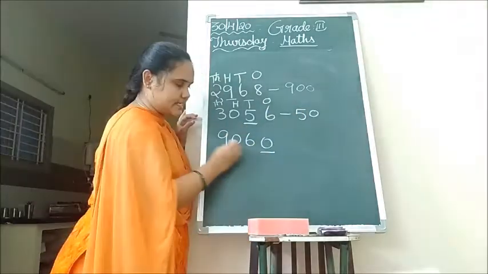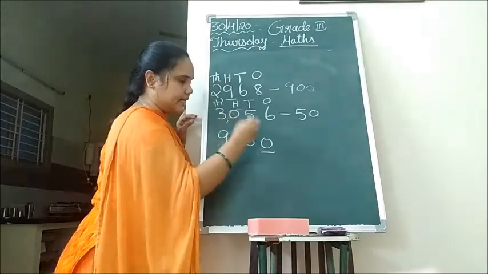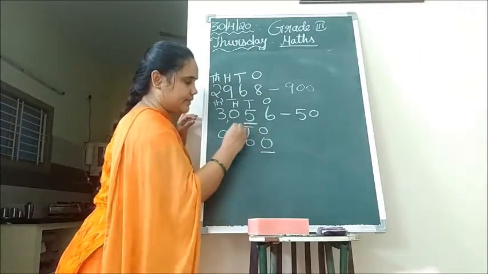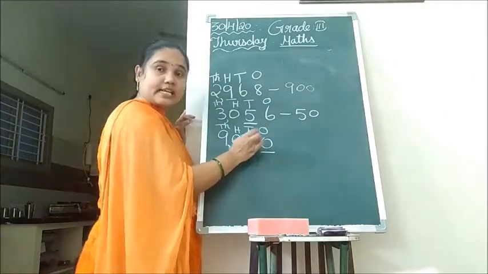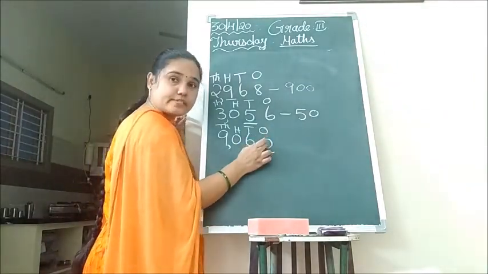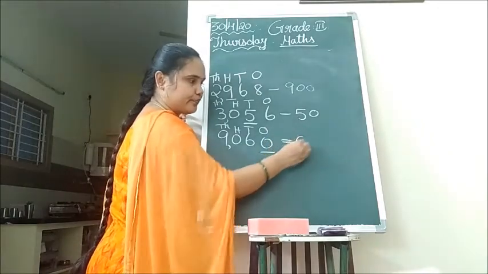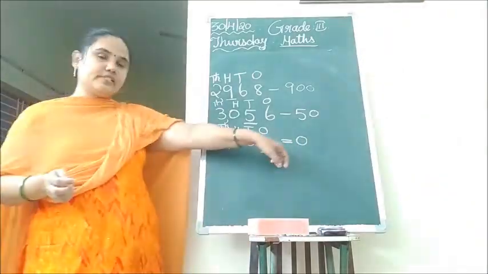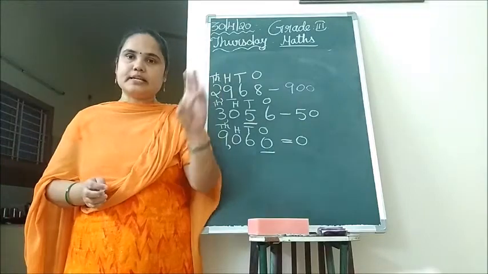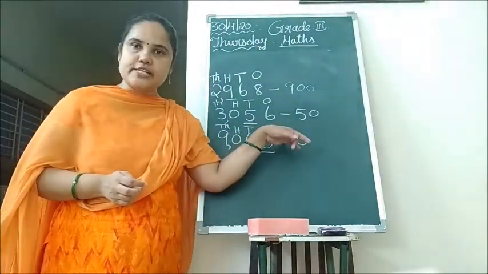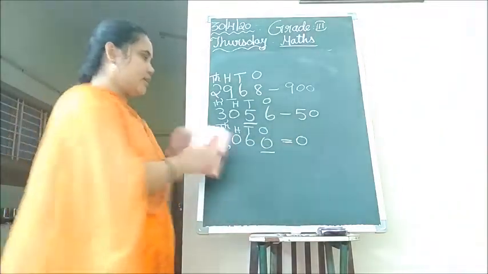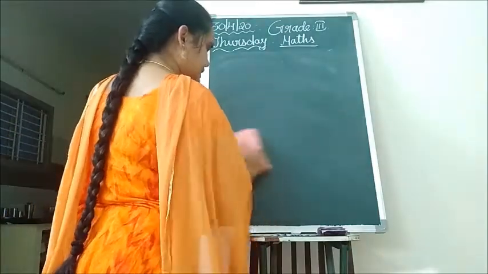9060. Which digit is underlined? 0 is underlined. Write the places: ones, tens, hundreds, thousands. 0 means what children? Nothing. So what is the place value of 0? 0. The place value of 0 is 0, whether it is in ones place, tens place, hundreds place or thousands place. Now let us solve the exercise children.